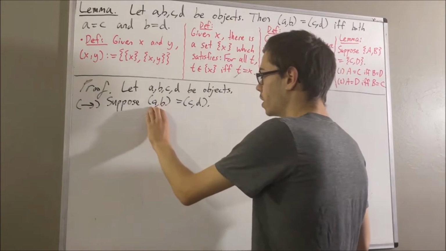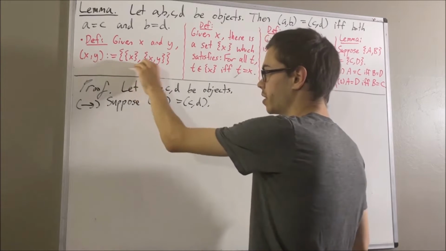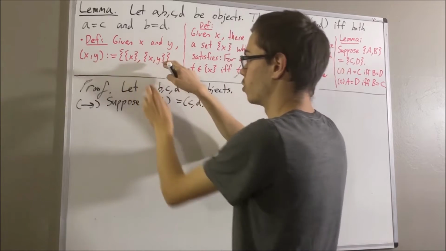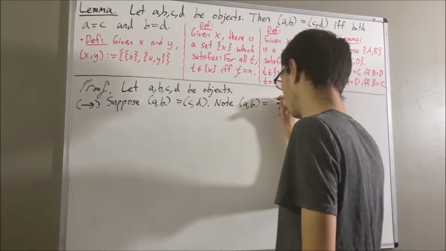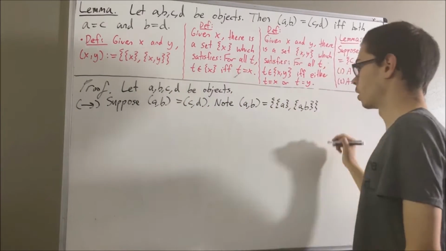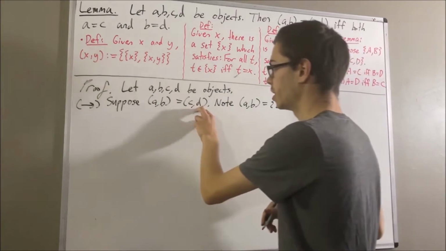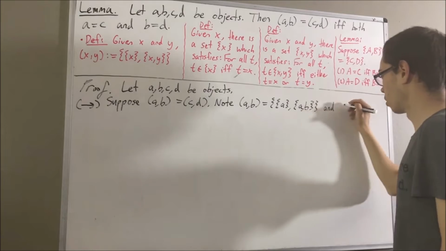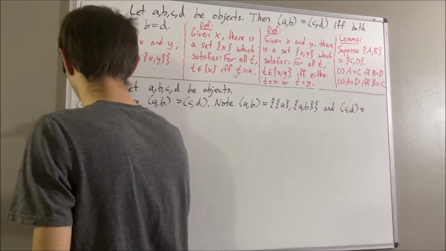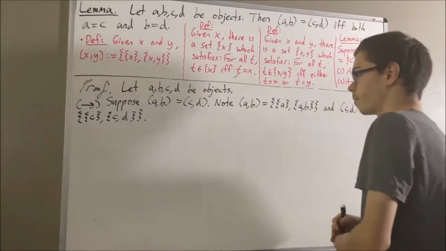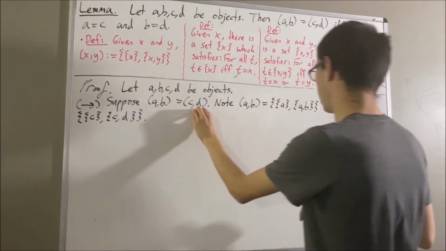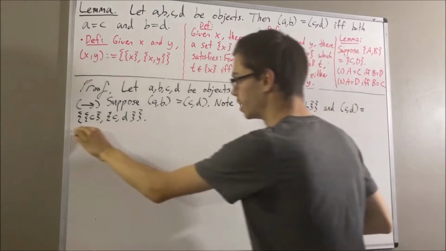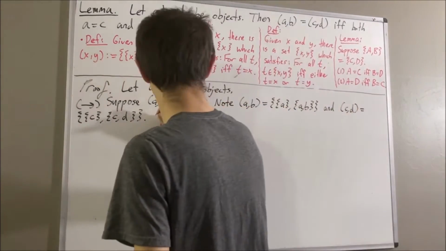Now, what is A, B? It's precisely this, where we replace X with A and Y with B. And similarly, C, D is precisely this, where we replace X with C and Y with D. And since the ordered pairs are equal, well, that means that these two sets are equal.